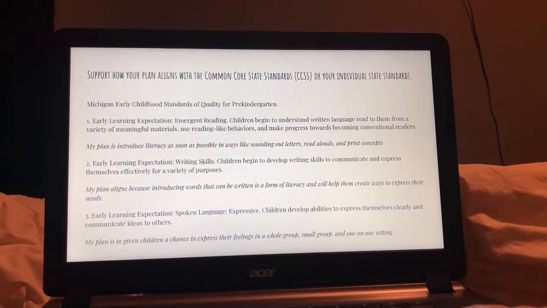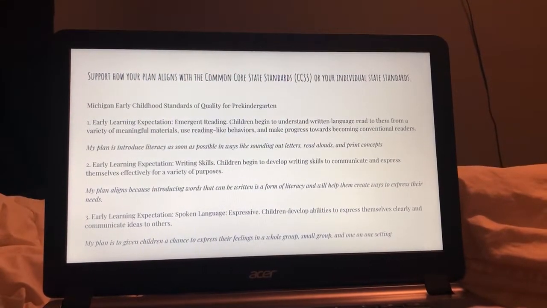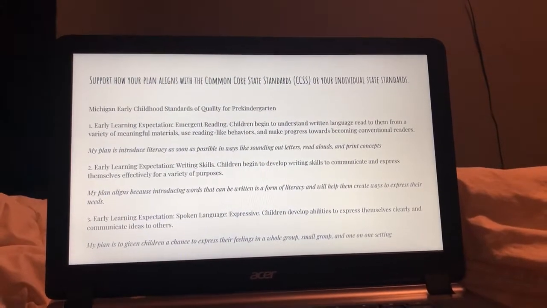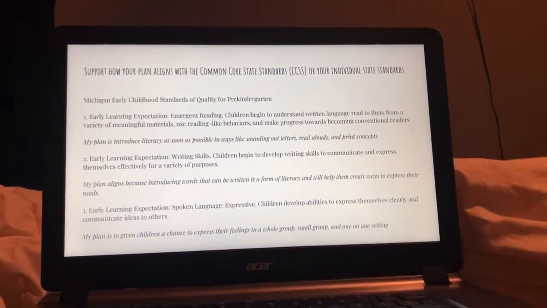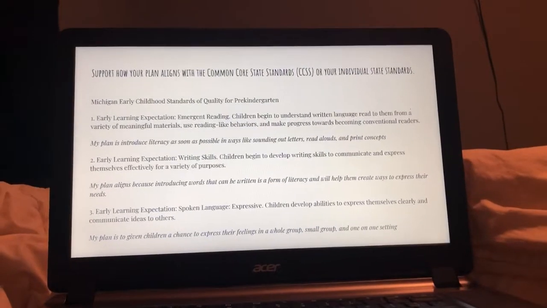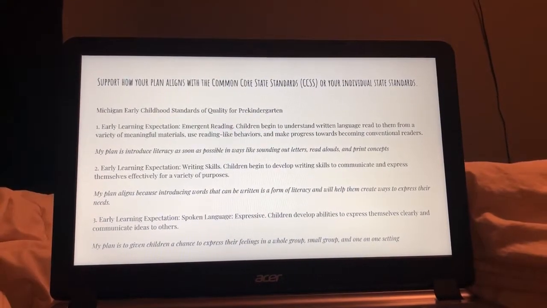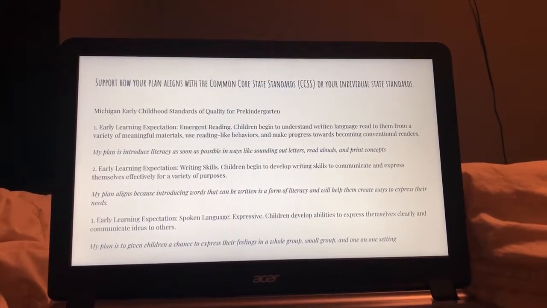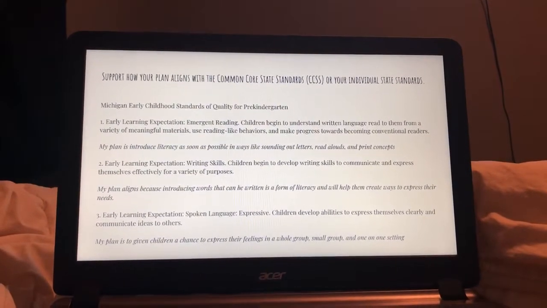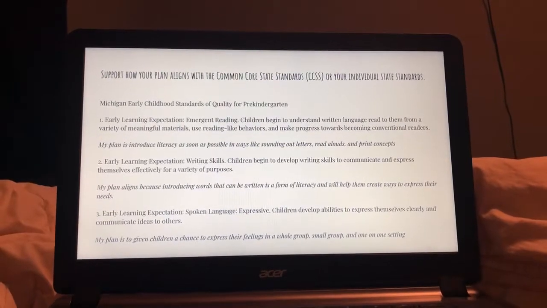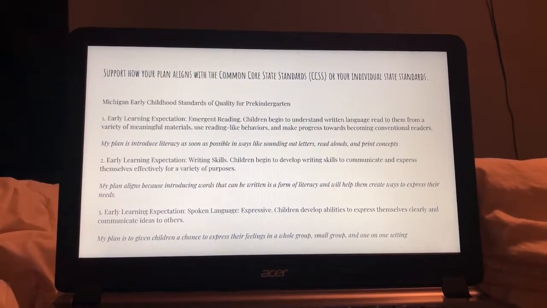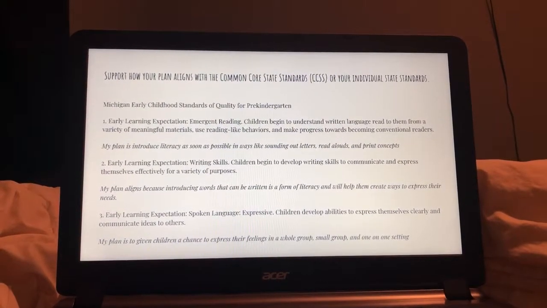I live in Michigan, so the Michigan Early Childhood Standards of Quality for Pre-Kindergarten. This aligns with what I just said I was going to do, because early learning expectation number 1 is emergent reading. Children begin to understand written language. So like I said, when I give them books and the magazines, they're understanding that that's something that can be read.